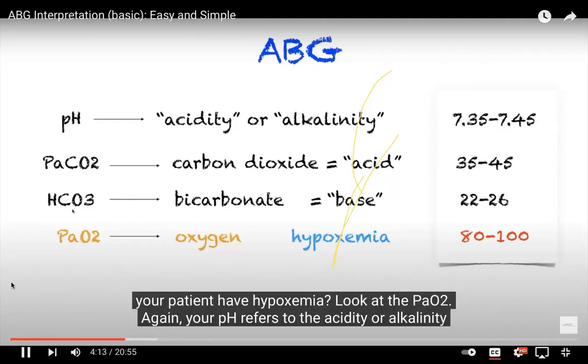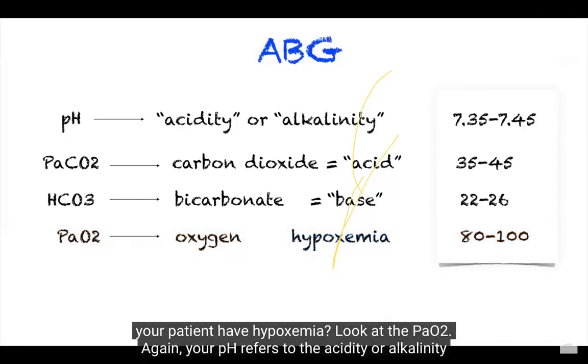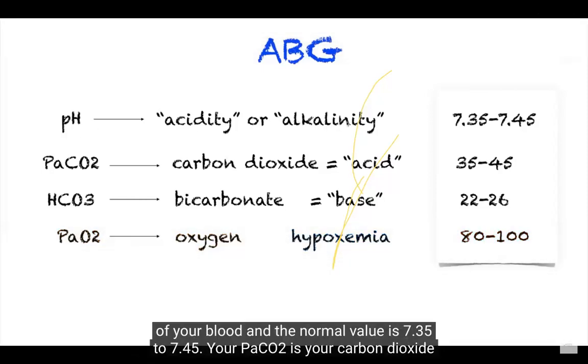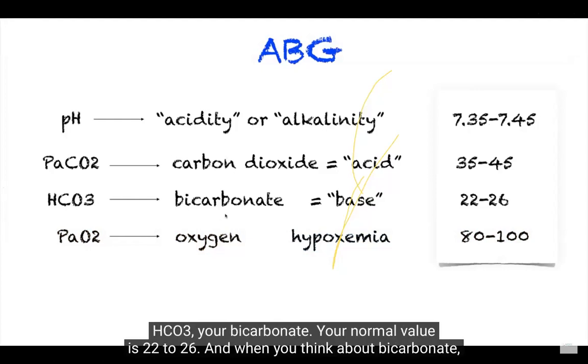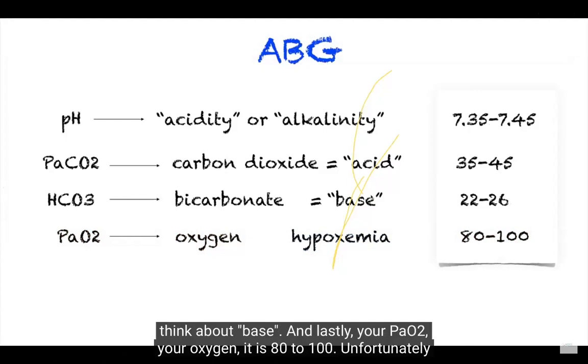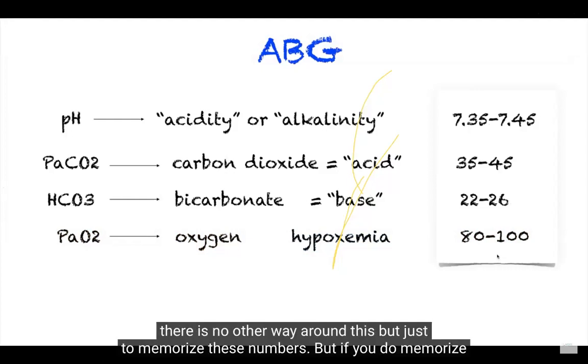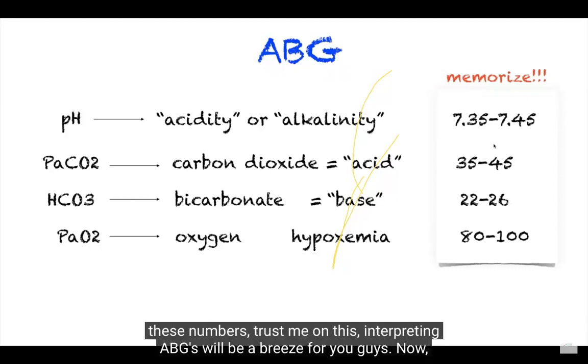Does your patient have hypoxemia? Look at the PaO2. Again, your pH refers to the acidity or alkalinity of your blood, and the normal value is 7.35 to 7.45. Your PaCO2 is your carbon dioxide, and the normal value is 35 to 45. When you see carbon dioxide, think about acid. HCO3, your bicarbonate, has a normal value of 22 to 26. When you think about bicarbonate, think about base. And lastly, your PaO2, your oxygen, is 80 to 100. Unfortunately, there is no way around this but to memorize these numbers. But if you do memorize them, trust me, interpreting ABGs will be a breeze for you guys.